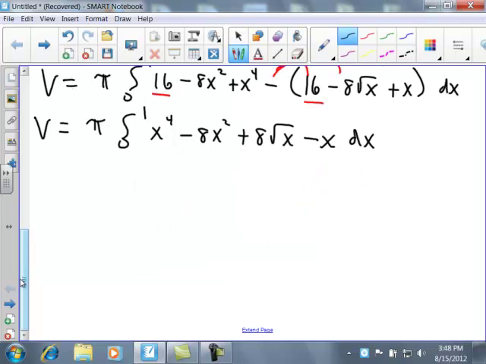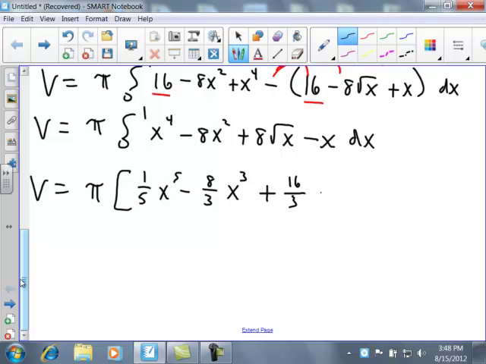So if I just integrate each one of those terms, my volume is going to be pi times, no more integral. I'm going to integrate this. This is going to be 1/5 x to the 5th minus, if I integrate x squared, it's going to be x cubed, so this is going to be over 3. So it's going to be 8/3 x to the 3rd. Plus, if I integrate x to the 1/2, that's going to be 2/3 x to the 3/2. So I'll have an 8 there. So this is going to be a 16/3 x to the 3/2. And then minus a 1/2 x squared. And all that's going to be evaluated from 0 to 1.